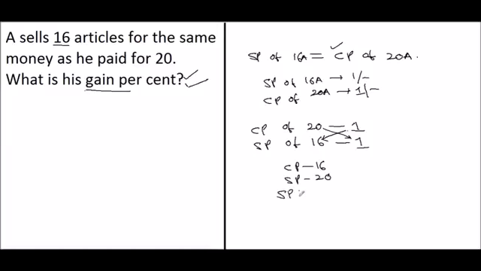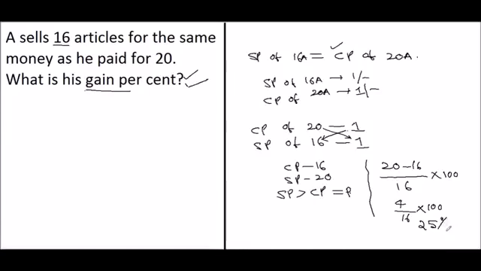Since selling price is more than cost price, there is profit in this transaction. What is the profit percentage? Profit percentage is net profit, 20 minus 16, divided by cost price 16, into 100. Now this is 4 by 16 times 100, that is 1 by 4. 1 by 4 is nothing but 25%. Hope you got the idea, right? This is the fundamental actually.